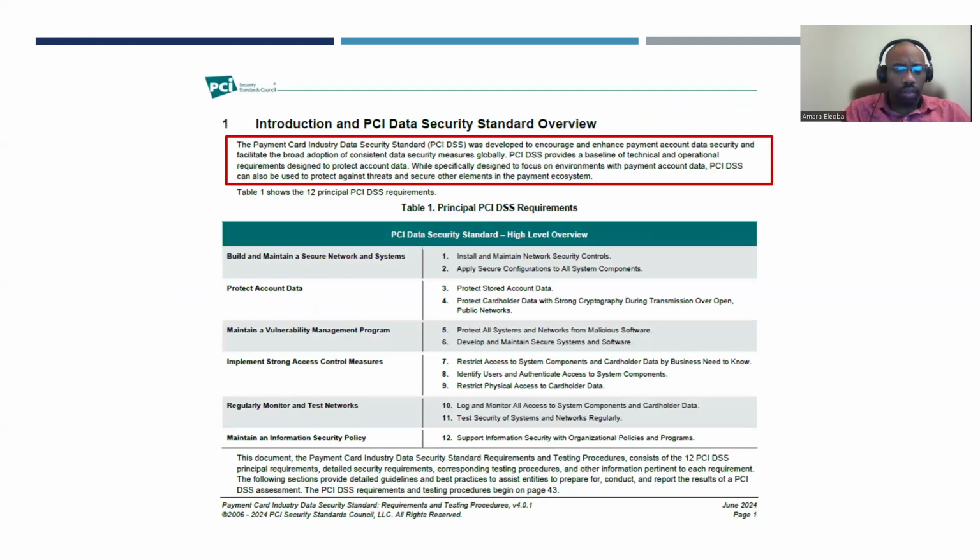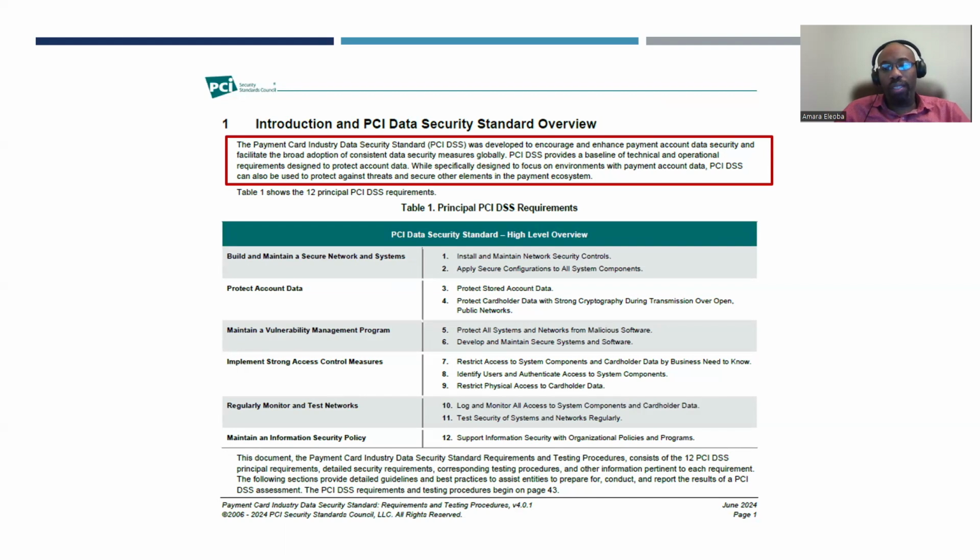So what is PCI DSS? Okay, PCI DSS is a framework, and we're going to look at the introduction. PCI DSS stands for Payment Card Industry Data Security Standard, and it was developed to encourage and enhance payment security, also to enhance payment account data security, and to facilitate the broad adoption of consistent data security globally. Okay.